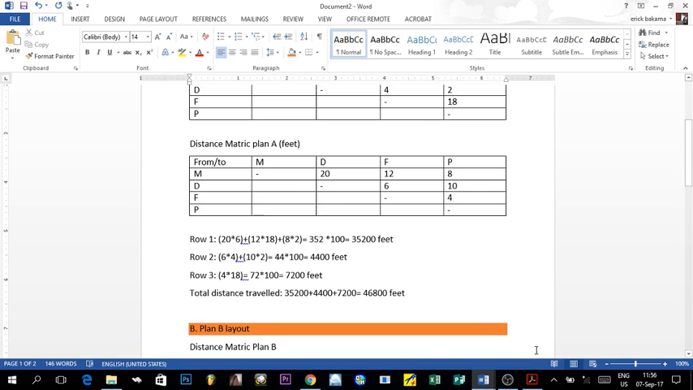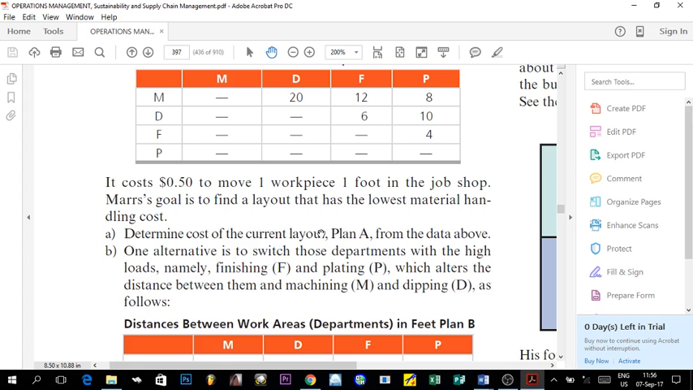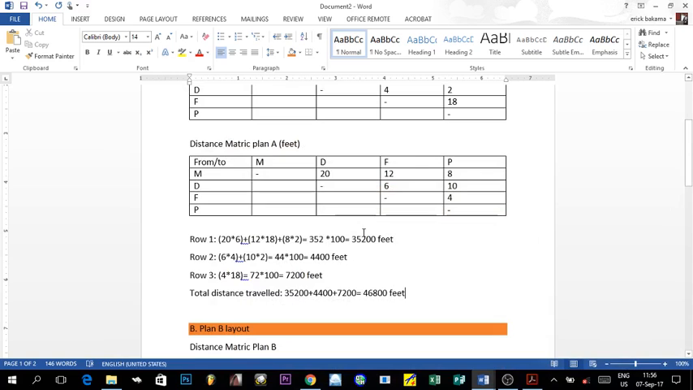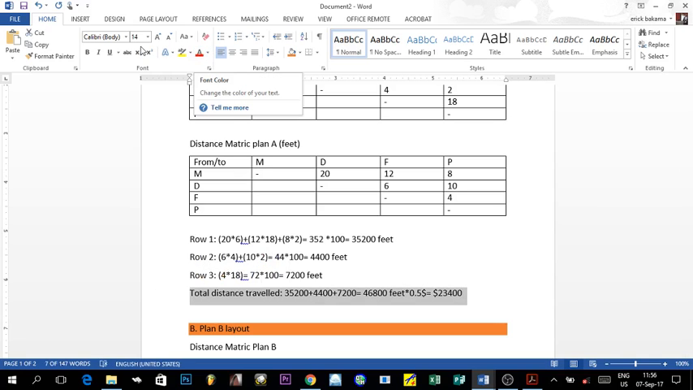But they are saying that this is where the cost component gets inside. We are talking about it costs 0.5 to move one workpiece one foot in the job, but in total we don't have one foot here. What we have is the total is 46,800 feet, so we need to multiply it by $0.5 to get our value in dollars. So the value that we get here we multiply by 0.5, which gives us a total value of $23,400. So this is the traveling cost for this layout here, I mean for this plan, if you can put it in that way. So this is what we get here.